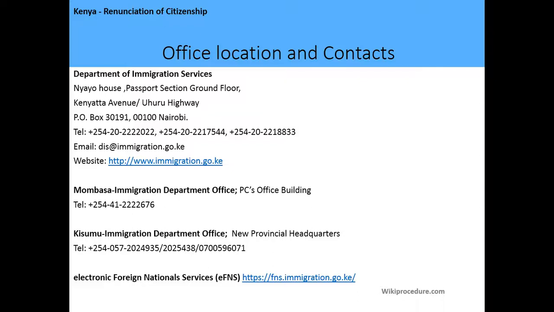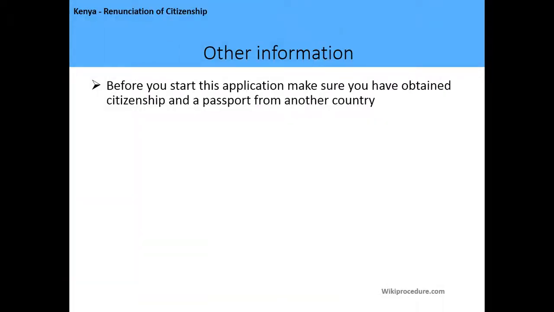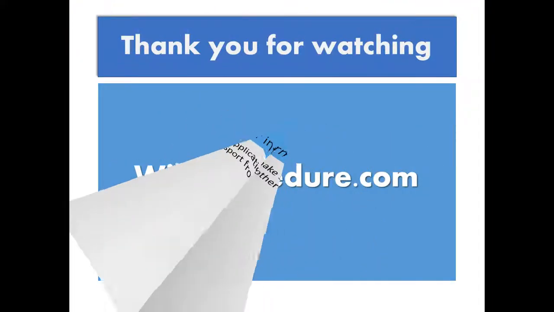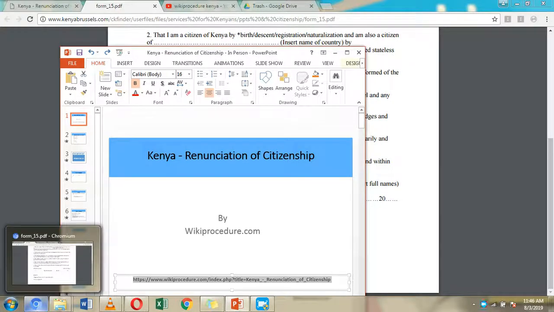On e-Citizen, their online platform, they use the electronic foreign national services for the renunciation application. You can visit them at fns.immigration.go.ke. Other information is that before you start this application, make sure you have obtained citizenship and a passport from the other country.